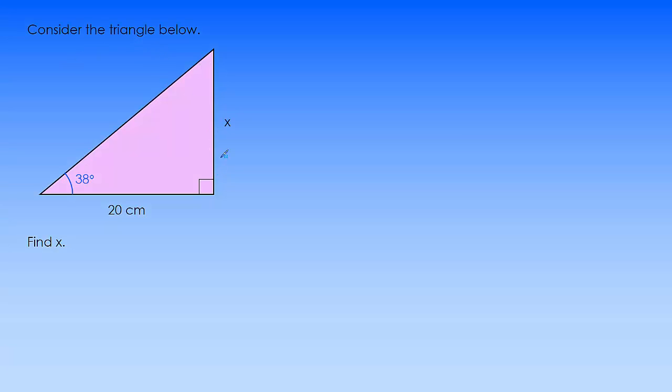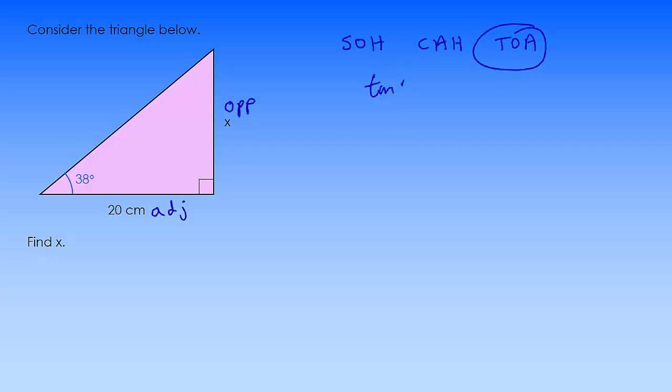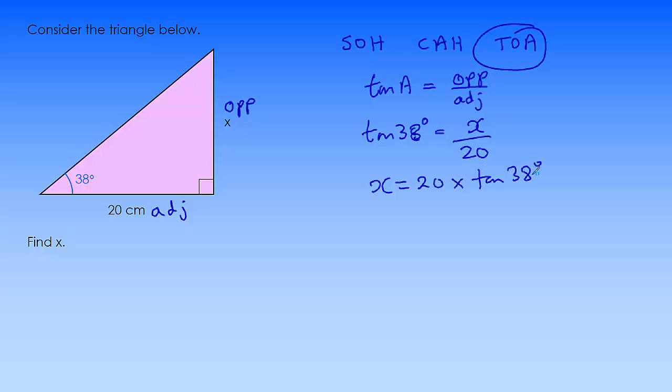Now if we consider this triangle, this side is the opposite, this is the adjacent. Start with the mnemonic, so SOH CAH TOA. This time we have opposite and adjacent, so it must be the tan. The tangent of our known angle is the length of the opposite over the length of the adjacent. So tan of 38 degrees is going to be x over 20. Rearrange. It's going to be 20 multiplied by tan 38 degrees.